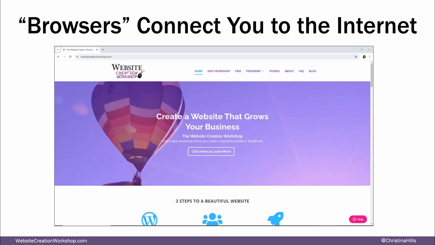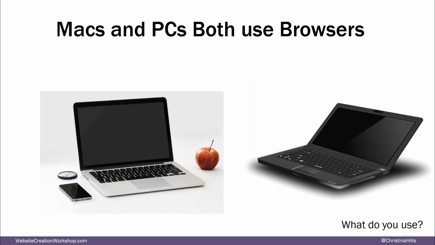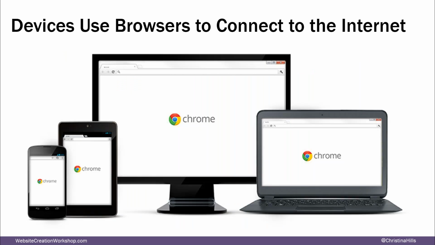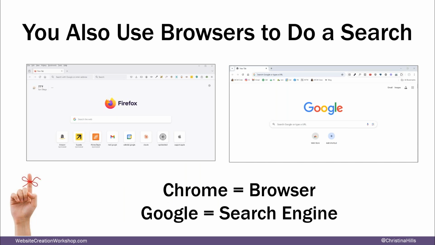Well, browsers connect you to the internet. That's how you get on the internet. And both Macs and PCs use browsers, and all kinds of devices, right? So you might have a desktop, you might have a laptop, you might have a tablet, you might have a phone. They all use browsers to connect to the internet. Now you can also use browsers to do a search.